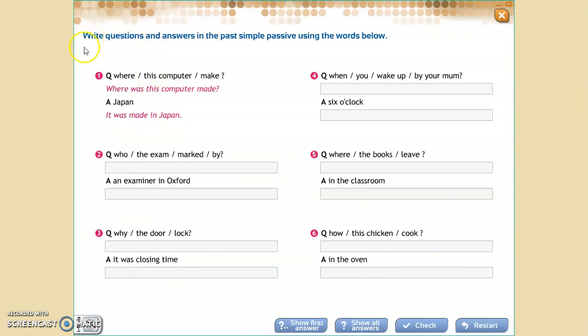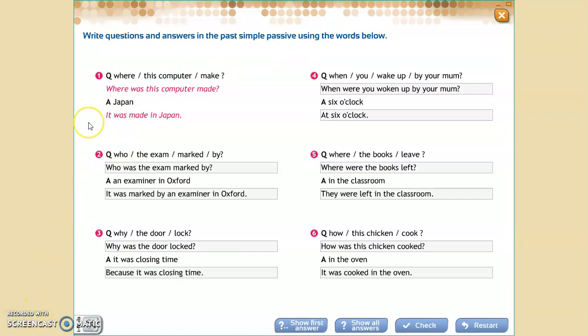Okay, so in this exercise it says write questions and answers in the past simple passive using the words below. Okay, let's do that. So here you have the short conversations. Number 2, who was the exam marked by? It was marked by an examiner in Oxford. 3, why was the door locked? It was closing time. Okay, so because it was closing time.